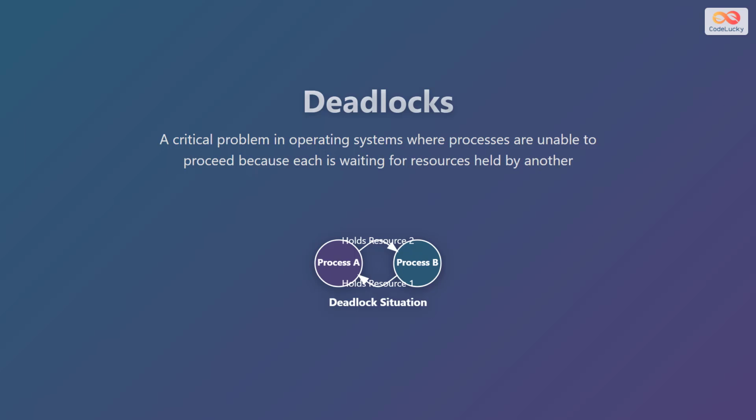Let's talk about deadlocks. A deadlock is a critical problem in operating systems where processes are unable to proceed because each is waiting for resources held by another. Imagine two processes, A and B, each needing a resource held by the other. This creates a standstill known as a deadlock.